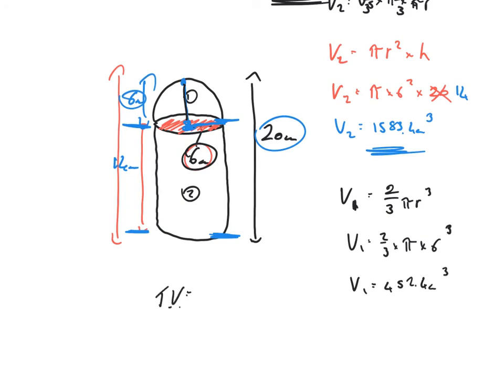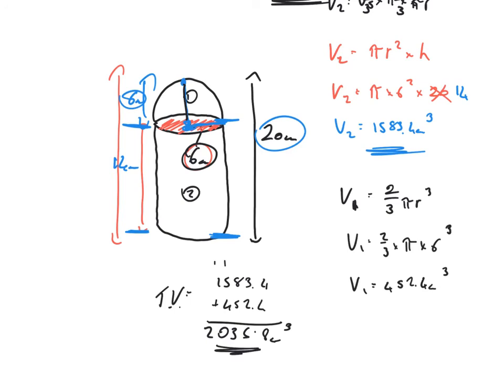To get the total volume, then add these both together, 1,583.4 plus 452.4. Okay, so 4 plus 4 is 8, line up the decimal point, 3 plus 2 is 5, 8 plus 5 is 13, 3 down carry 1, 5 plus 4 plus 1 is 10, 0 down carry 1, and that is 2,035.8 cubic centimetres.